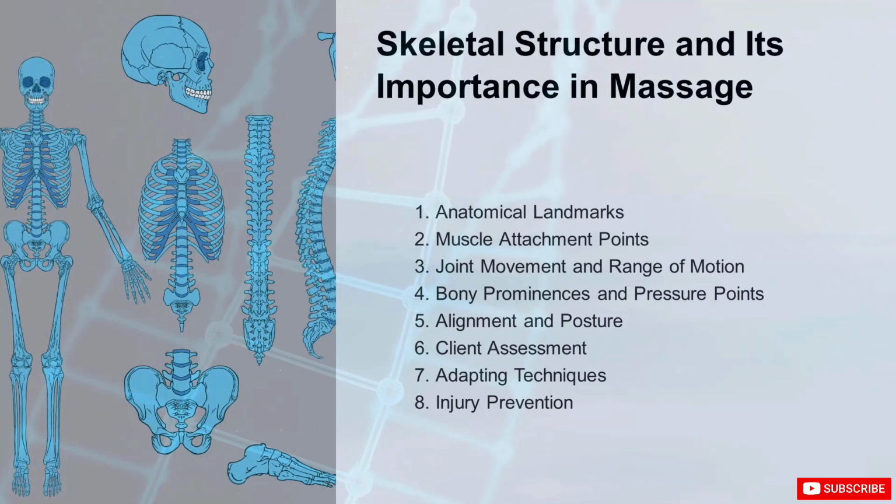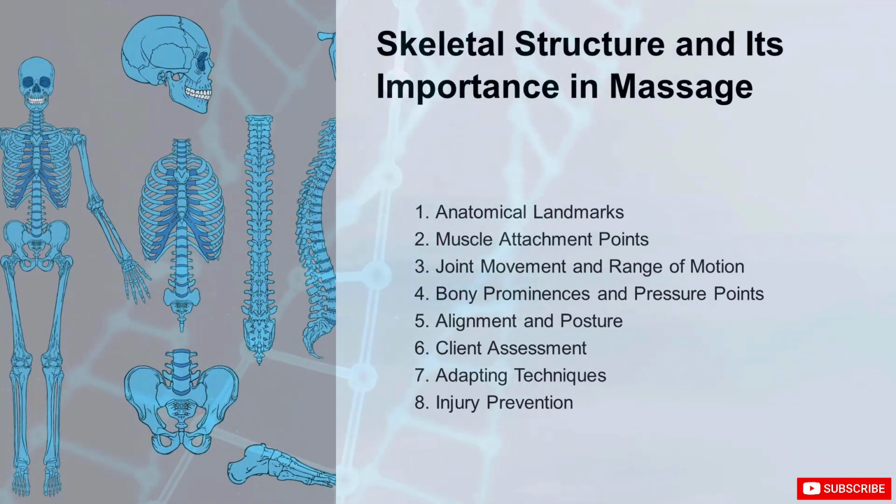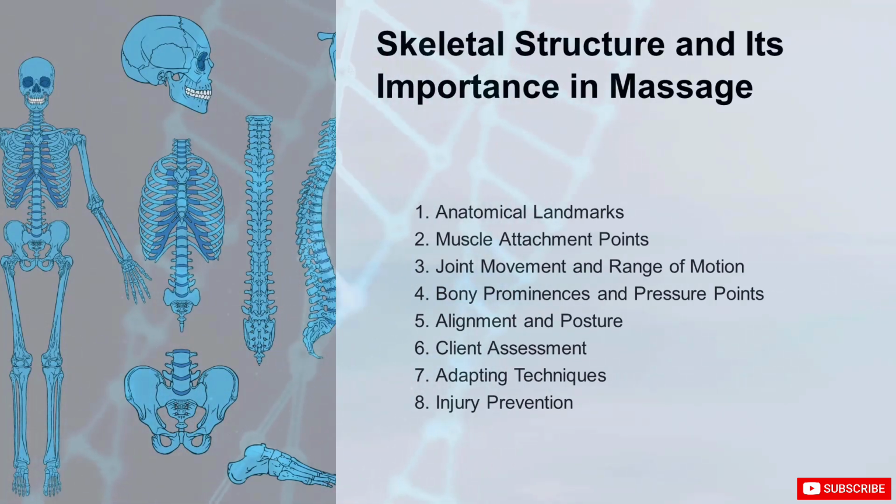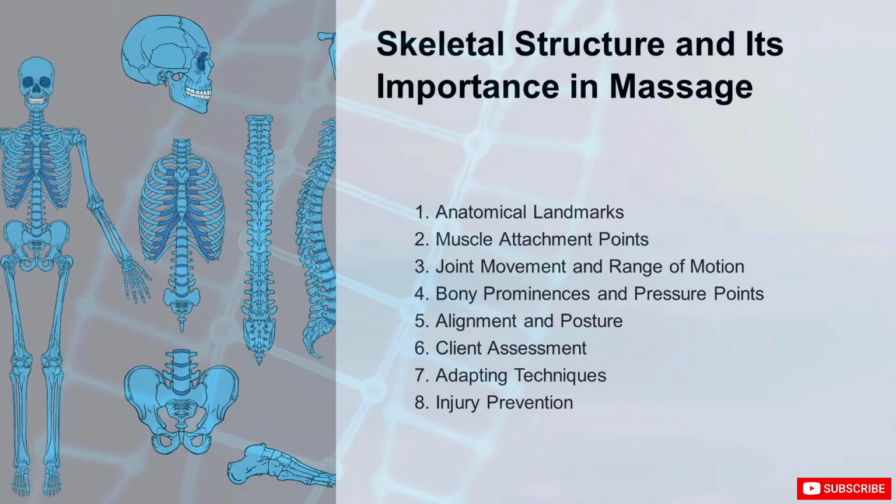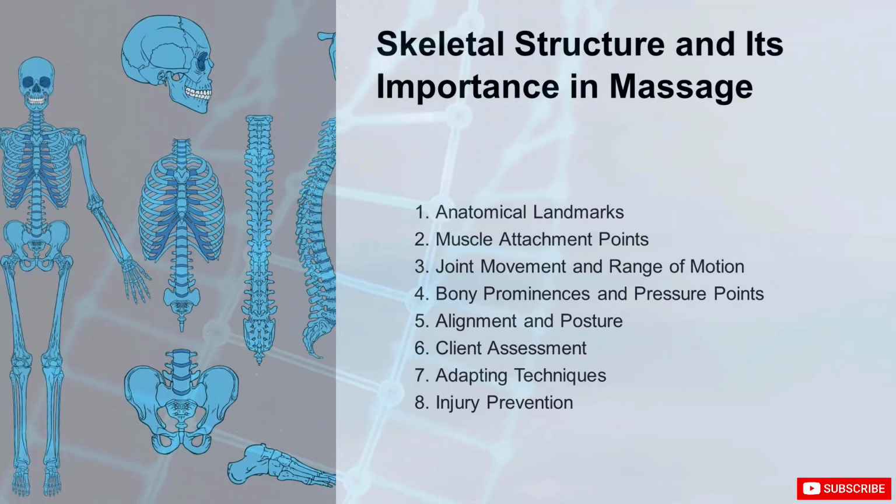4. Bony prominences and pressure points. Bony prominences, such as the spine, ribs, scapulae, and hip bones, are areas where direct pressure should be avoided or applied cautiously during massage. Conversely, certain bony areas can be used as pressure points to relieve tension or discomfort in specific muscles.